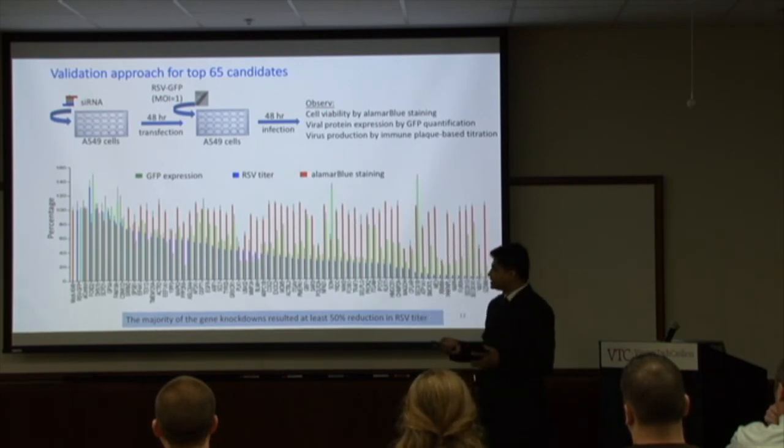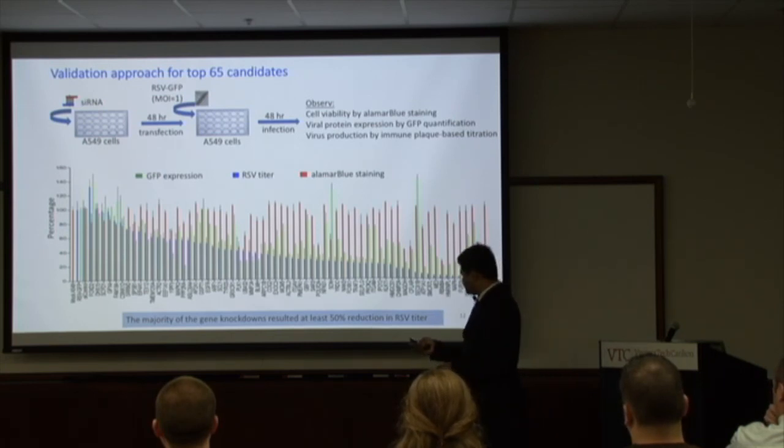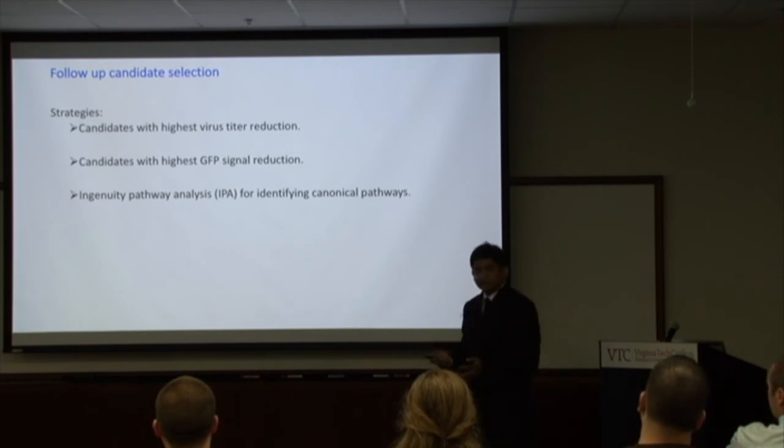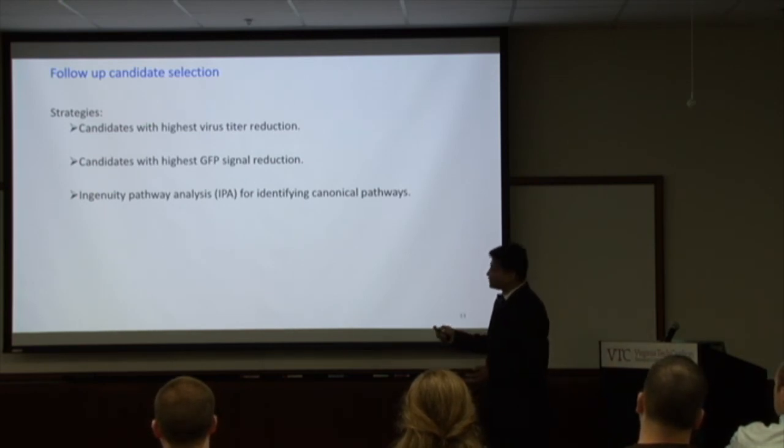To characterize, 65 is a big number. I have to narrow it down to some candidates that are achievable for characterization. For that, I could have chosen candidates with the highest virus titer reduction, or I could have chosen candidates with the highest GFP signal reduction.